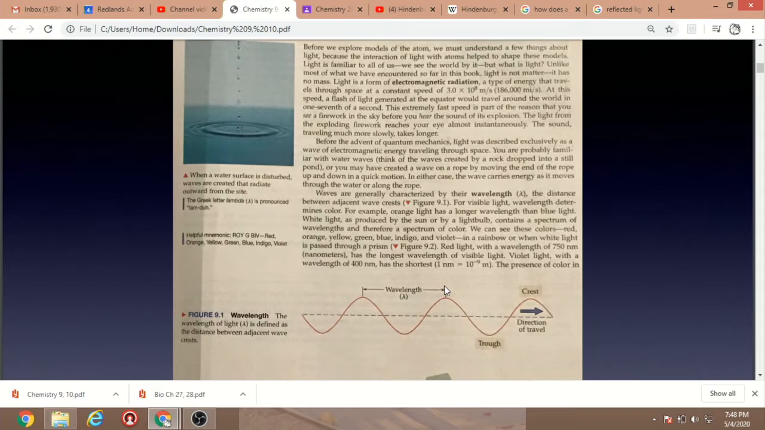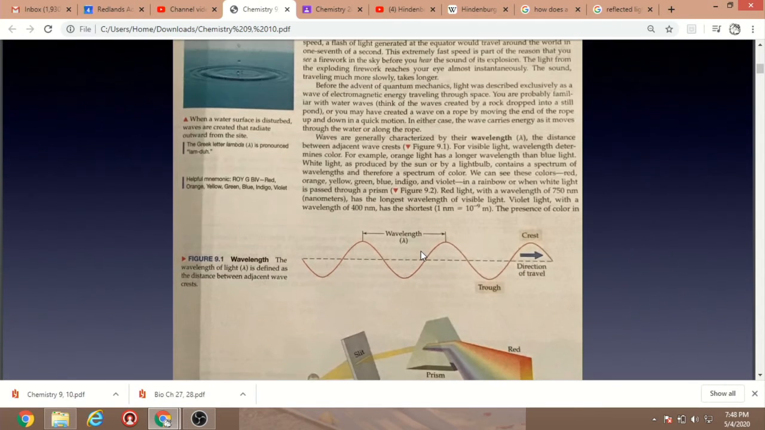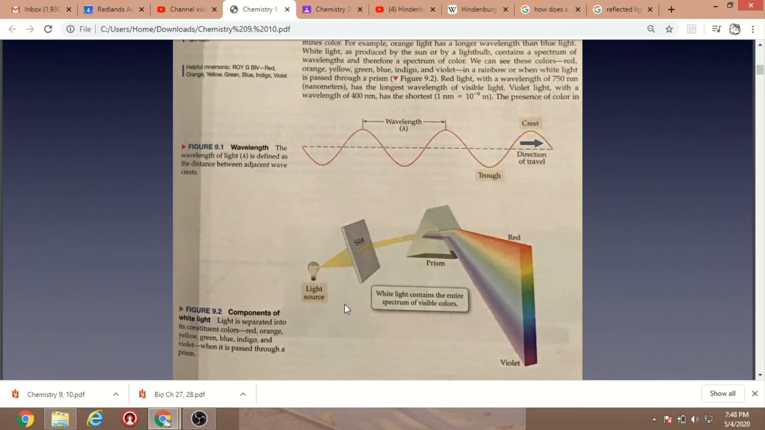Wavelength, the length from one crest to the next crest, is very important when it comes to electromagnetic radiation. It basically determines the power, how much energy is in the wave. That being said, let's talk a little bit more about wavelength, for example, in light.